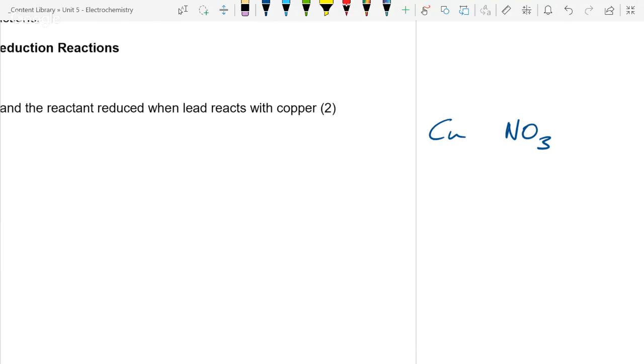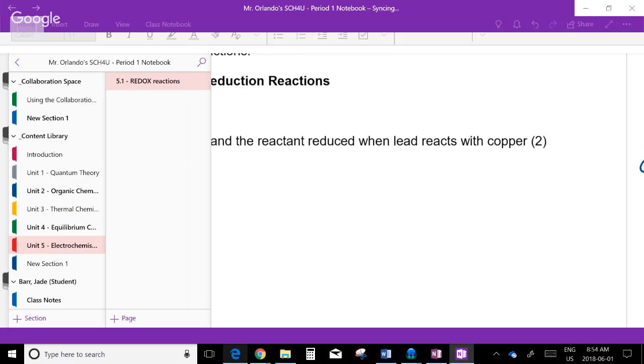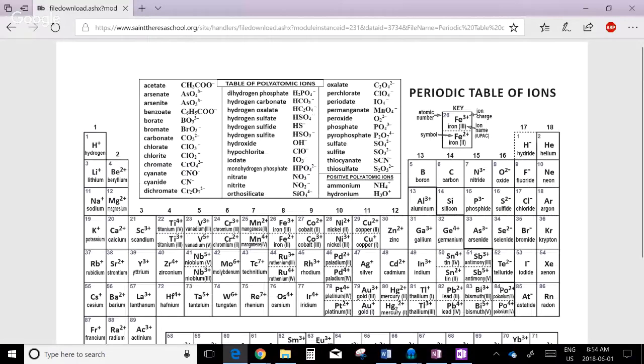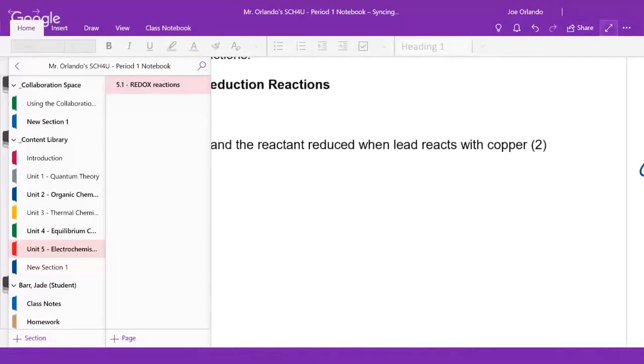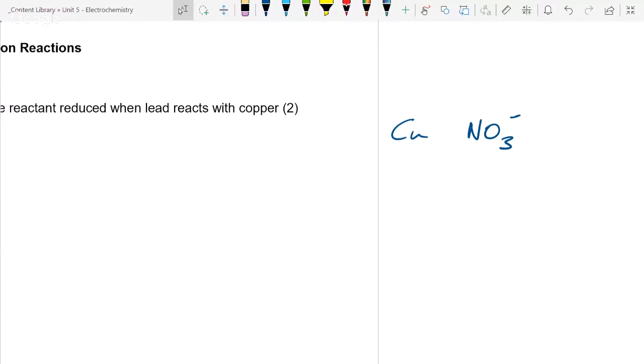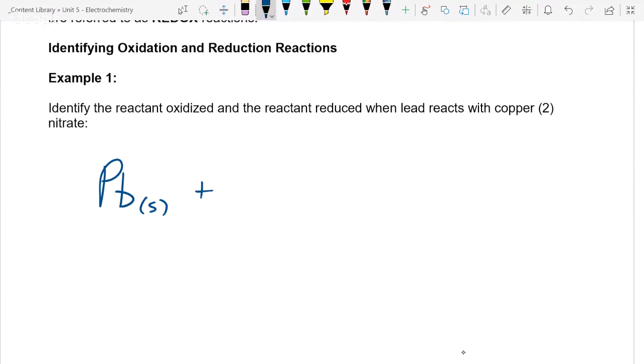My memory is that it's 1, but I don't always have good memory for stuff, so let's look it up. Nitrate is NO3 and it's -1. Okay. So NO3 -1. And what charge is our copper taking? Cool. So what's the formula for this thing going to be? Very good. All right. So Cu(NO3)2.